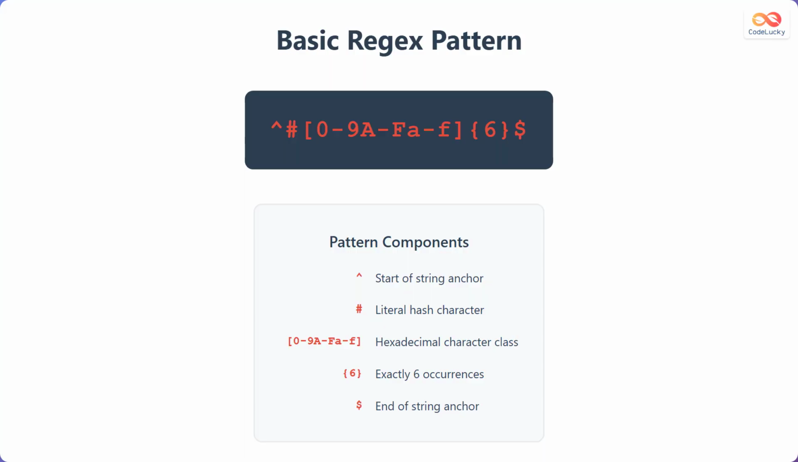Here is a basic regular expression pattern: ^#[0-9A-Fa-f]{6}$. Let's break down the components of this pattern. The caret symbol indicates the start of the string. The hashtag symbol matches the literal hash character. [0-9A-Fa-f] is a character class that matches any hexadecimal character. {6} specifies that we want exactly 6 occurrences of the preceding character class. The dollar symbol indicates the end of the string.